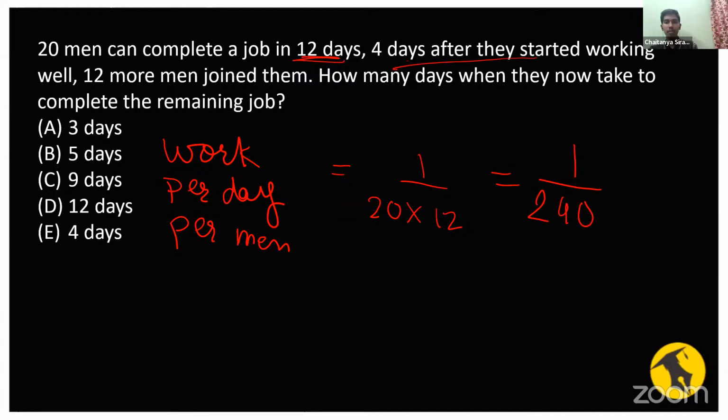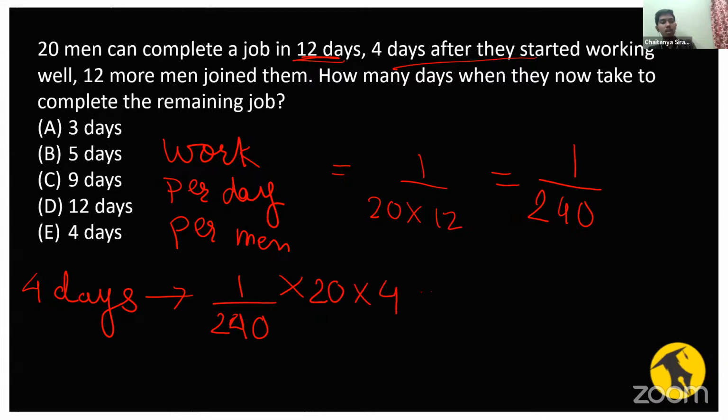4 days after they started working. So for 4 days, how much work could they have completed? 1 by 240 into number of men into number of days. So it is 80 upon 240, which is one third of the work. They have completed one third of the work.